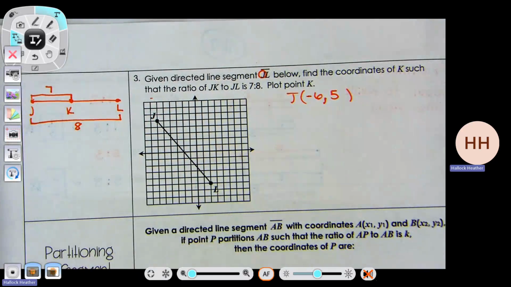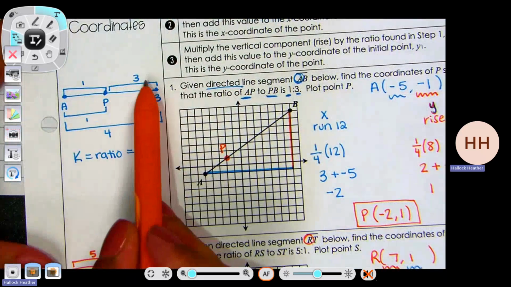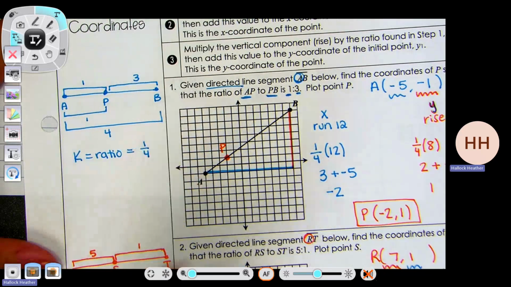So this time they didn't give me piece to piece. What would be the fraction I would be using in piece to whole? It is not 7/15. We're not using 15. It's 7/8. Because normally, sometimes they're going to give you piece to piece, and you have to change it to piece to whole. Same thing here.